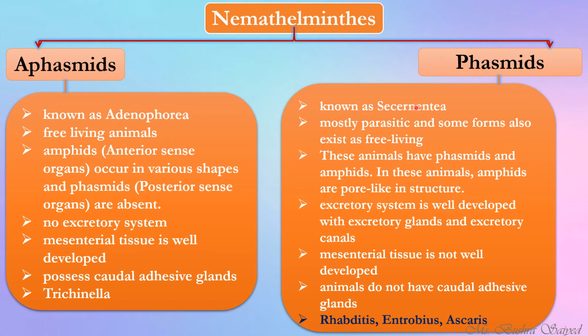Coming to the phasmids, they are also known as Secernentea. Most of them are parasitic, some forms are free living. These animals have phasmids and amphids both as the sensory organs. Amphids are pore-like structures. Excretory system is well developed with excretory glands and excretory canal. Mesenterial tissue is not well developed. They do not have any caudal adhesive glands. Examples are Rhabditis, Enterobius, Ascaris. These three examples are there in our syllabus. So we'll look at them one by one.